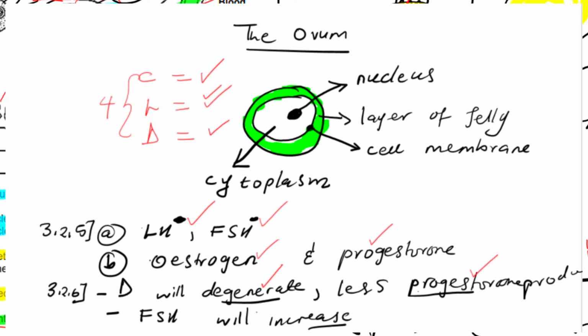And when there is less progesterone produced, there will be FSH, or you can just say a statement like FSH will no longer be inhibited, or will no longer be stopped from being secreted. And when there is now FSH being secreted, then definitely the menstrual cycle will begin again. So you can say the menstrual cycle will begin again, and that can also serve a mark.